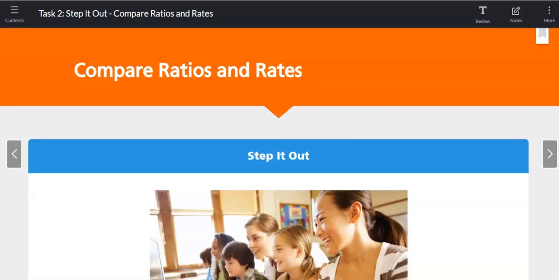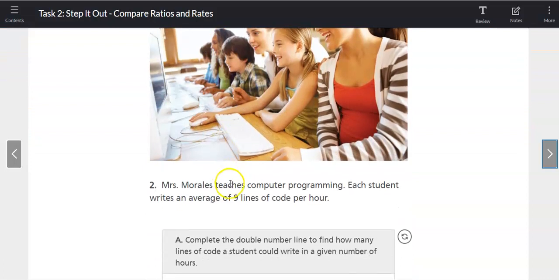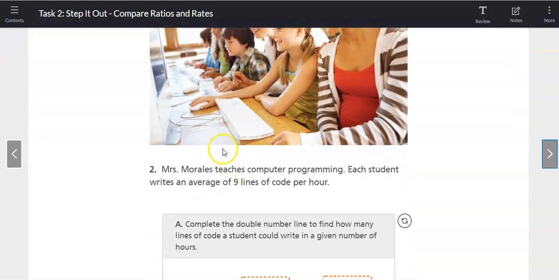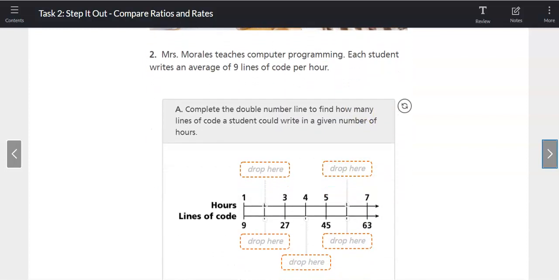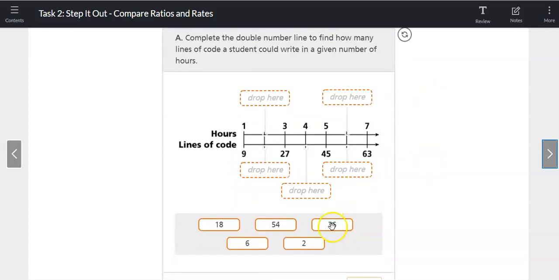Okay, we went on to the next page. This is Task 2, Step It Out. In your book, flip over to page 154. Mrs. Morales teaches computer programming. Each student writes an average of 9 lines of code per hour. We're going to complete the double number line to find how many lines of code a student could write in a given number of hours. A double number line just means that there are 2 number lines together. So in 1 hour, she can do 9 lines of code.